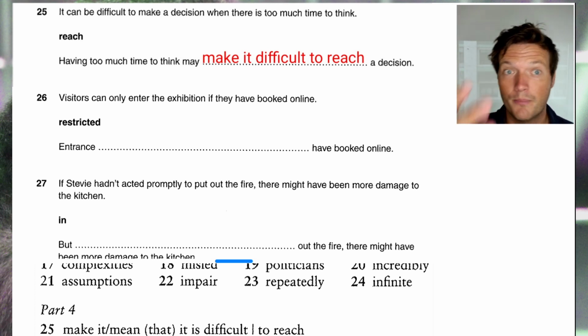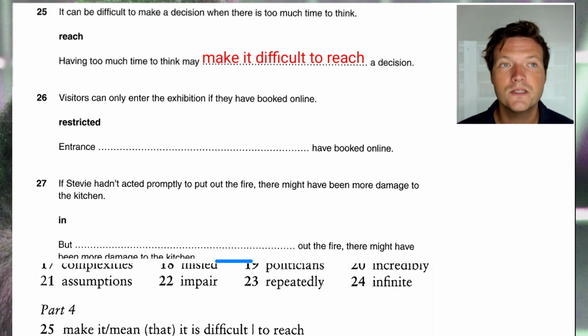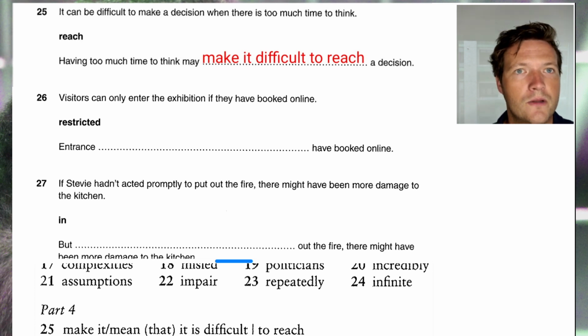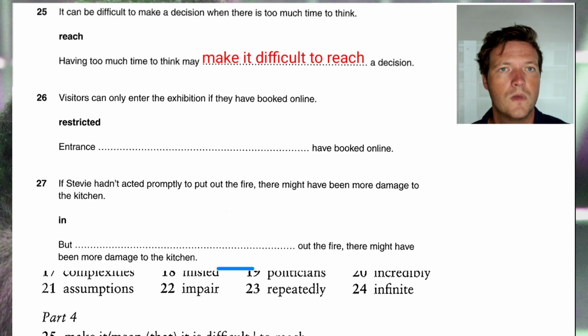Did anybody get that other possible option? Does anybody have any other possible combinations that they think would work there that are not included in the possible answers? I don't know, let me know in the comments. Let's move on to number 26.